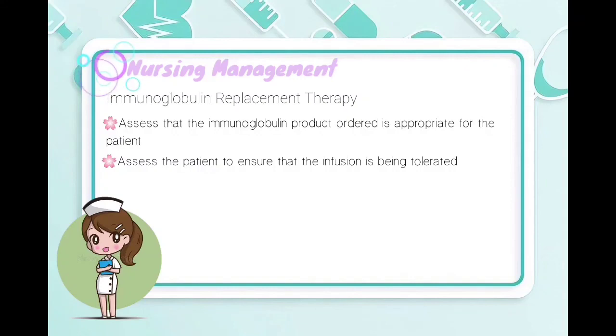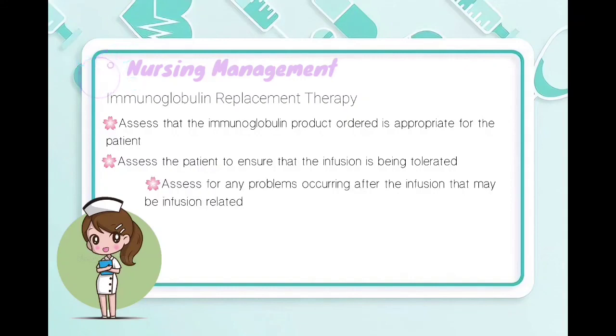The nurse also needs to assess for any problems occurring after the infusion which may be infusion-related. These can include headaches, myalgias, fever, rashes, or a subjective feeling of general unwellness. If these problems are postulated to be infusion-related, alterations to the infusion protocol may be necessary. The nurse should also inform the patient when the next therapy is. It is important for the patient to know when the next infusion is due and what his or her responsibilities are regarding this infusion.